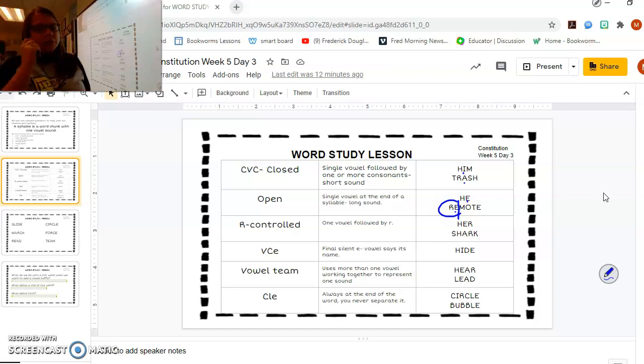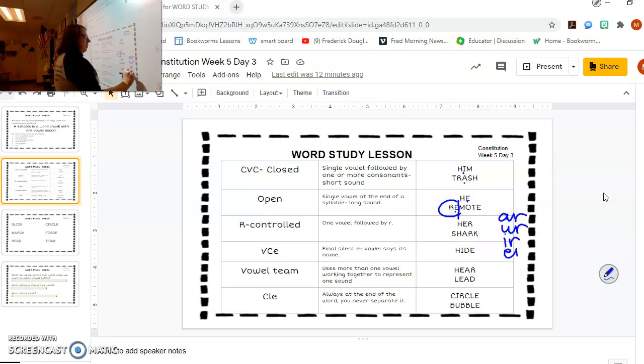Then we have the R-controlled syllables, one vowel that is followed by an R. It could be AR, UR, IR, ER, or OR, right? Those are all R-controlled syllables. So here we have the ER and shark, AR. So those are R-controlled syllables.